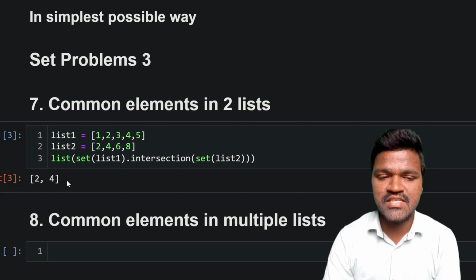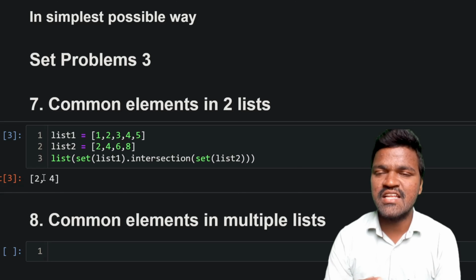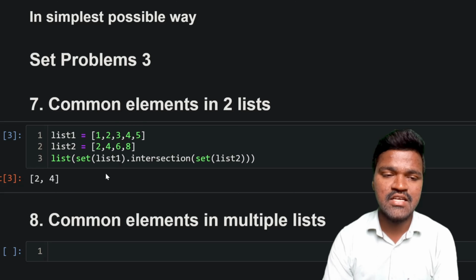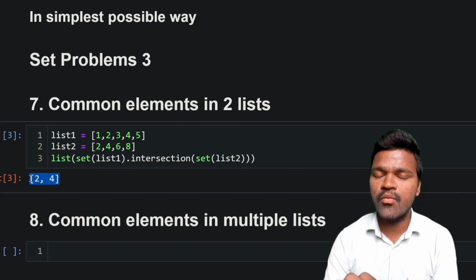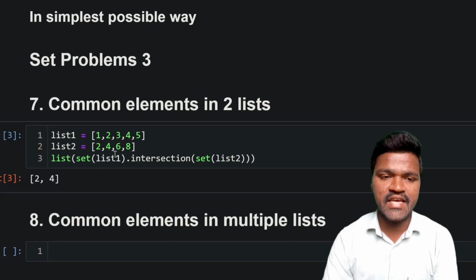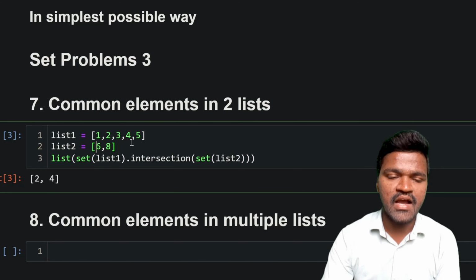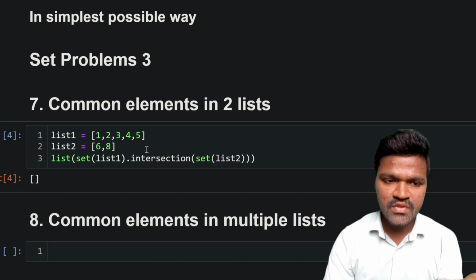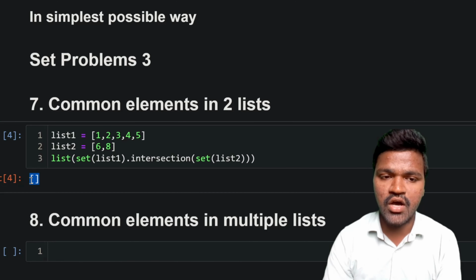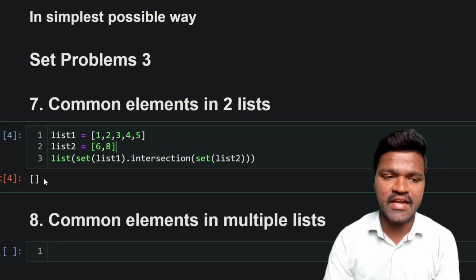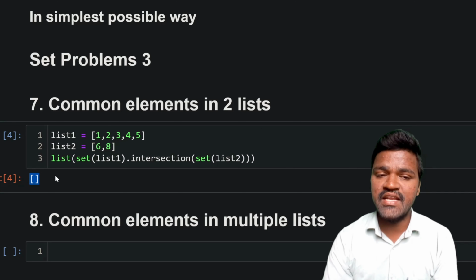In these square braces, we have 2 and 4, which are nothing but the common elements present in both sets, both lists, right? So that is what we are getting here. I hope you can understand that. Let's say I remove this 2 and 4 in list 2 here, and if I execute this, we are getting an empty list because we don't have any common elements present in both sets. So there is no common element present in both sets.